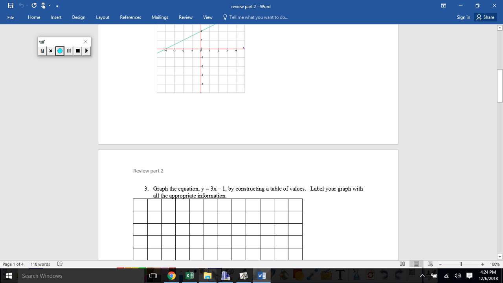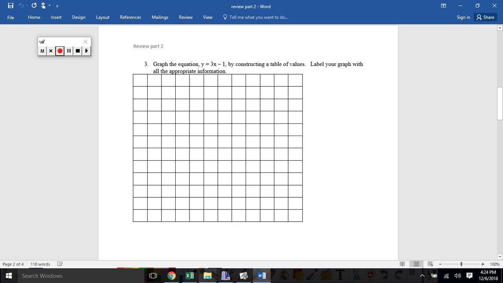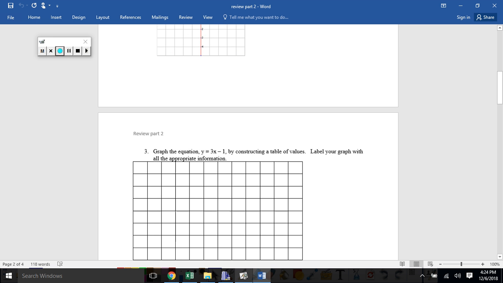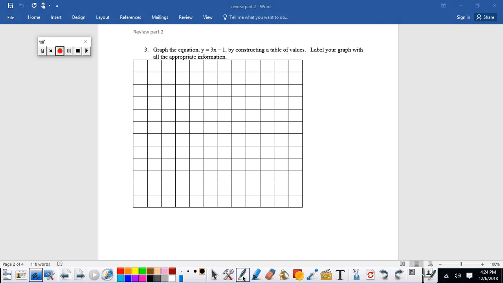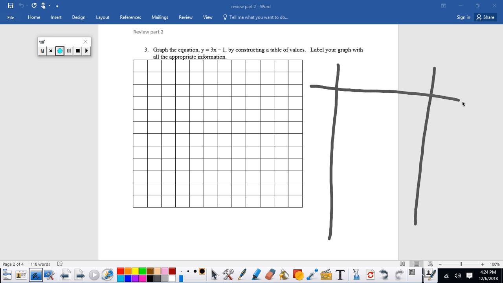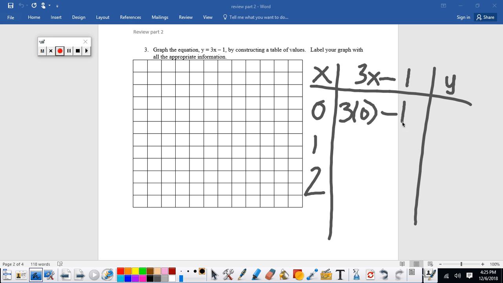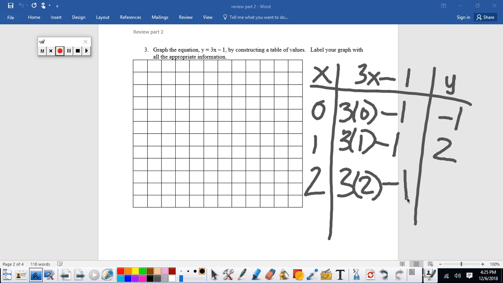Okay. The last problem for review part 2 is graphing the equation using a table of values. So they're going to give you a graph already pretty much made. These numbers 0, 1, 2, they're already going to be there. They might do other numbers, but they're already going to tell you which ones they want. Those are the x's, and then here you're going to have 3x minus 1 and y. All you have to do is plug this in. 3 times 0 is 0, minus 1 is negative 1. 1 times 3 minus 1, that's 3 minus 1, which is 2. And then 3 times 2 minus 1, that's 6 minus 1, that's 5.